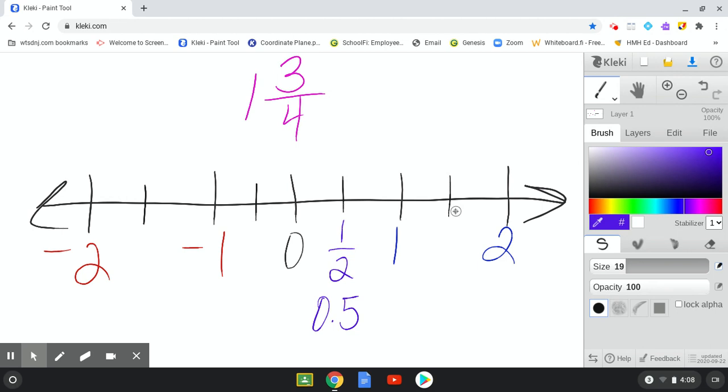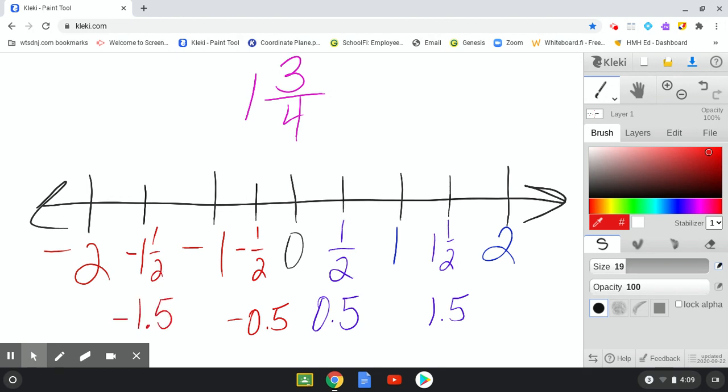So now I don't have this tick mark labeled either. It's right in the middle of +1 and +2. Well, right in the middle of that would become 1 and 1/2, or 1.5 if we're talking a decimal. So we're going to do the same thing on the left side of my 0, but those are going to be negatives. So this one is going to be -1/2, or -0.5 if we're talking decimals. Right in the middle of -1 and -2, that would be -1 and 1/2, or -1.5 if we're talking decimals.